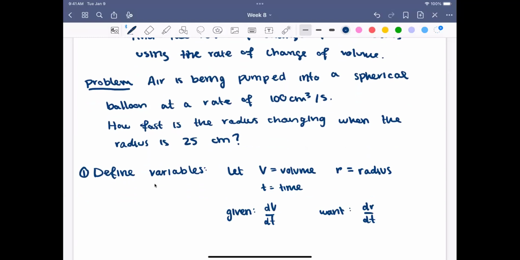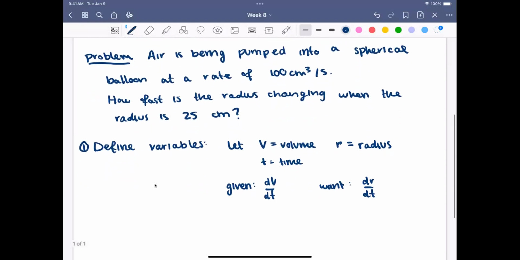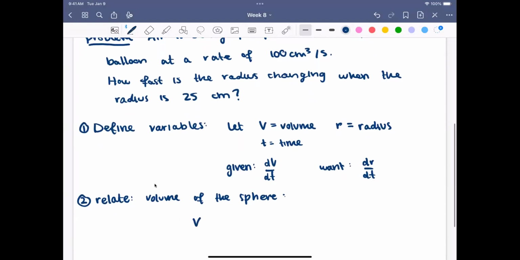Okay, step two, we have to relate the variables. So the volume of the sphere, there's a way to know the volume of the sphere in terms of the radius of the sphere, and that is that the volume is equal to 4/3 pi r cubed.